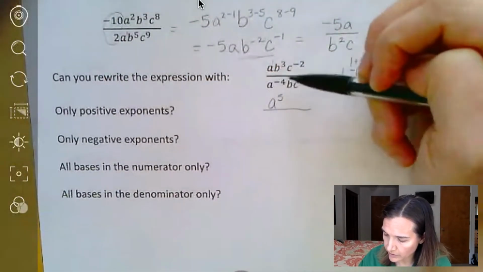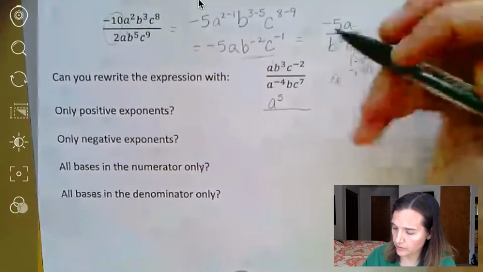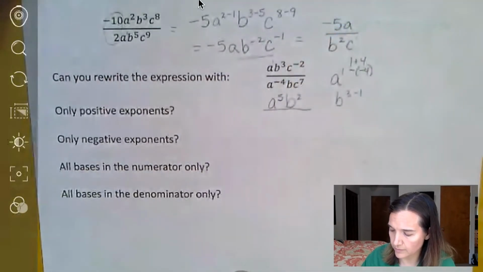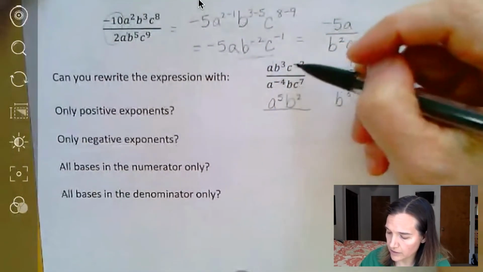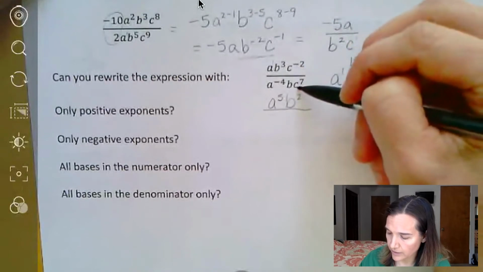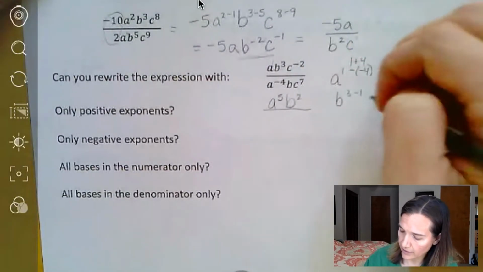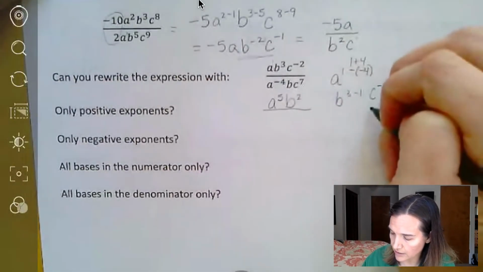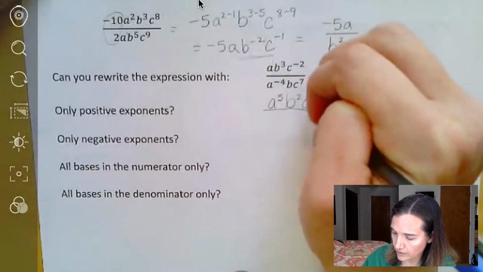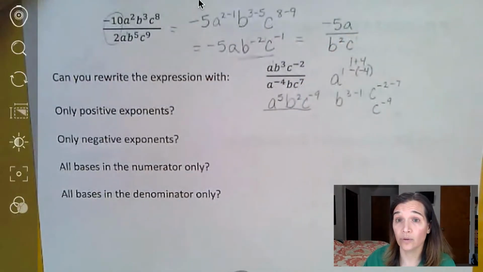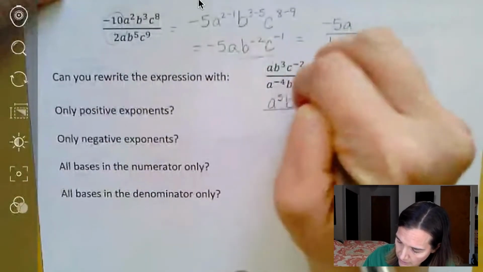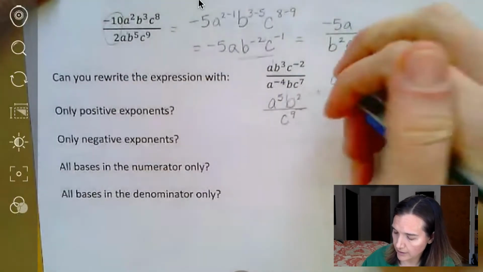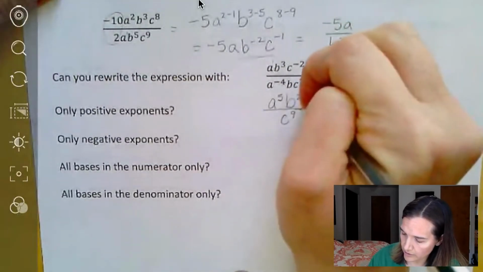For my b's, b to the third power, b to the first power. If I subtract that, 3 minus 1 is 2, b squared. And then for here, c to the negative second power divided by c to the seventh power. If I just do them like I normally do, it would be c negative 2 minus 7, which is the same as c to the negative ninth power. But we talked about only positive exponents, so guess what? I'm going to move that down here and make it c to the positive ninth power. And there it is with only positive exponents.